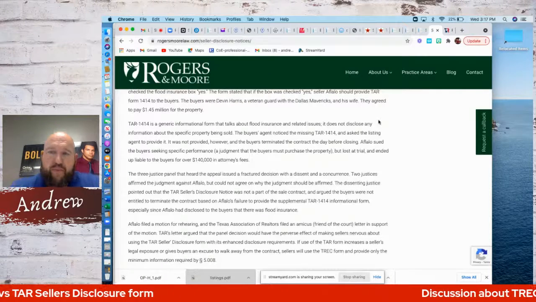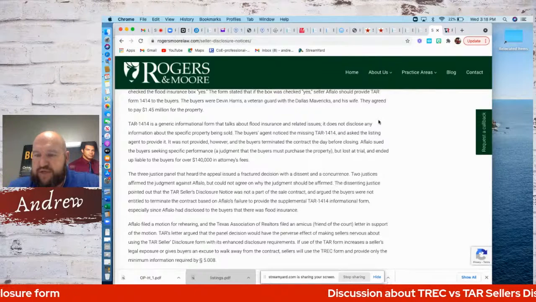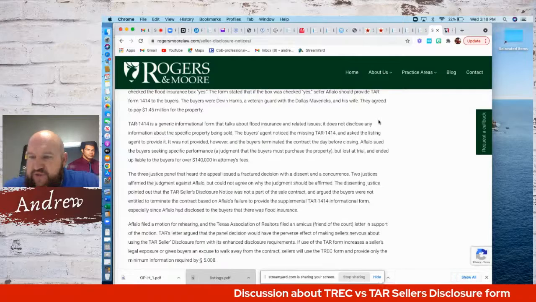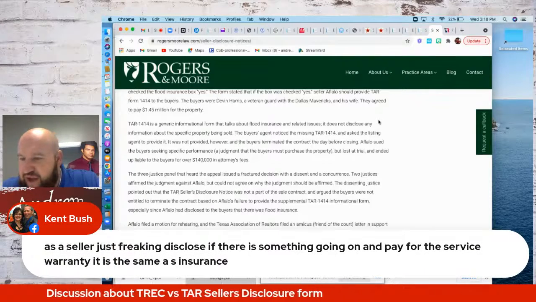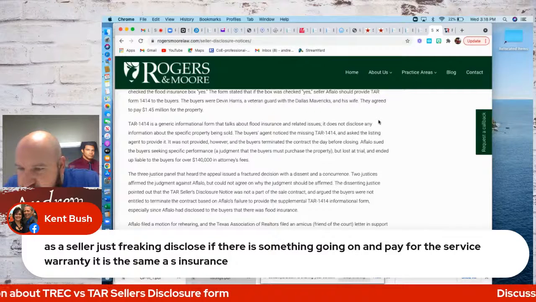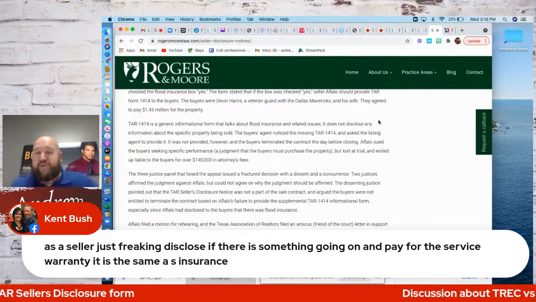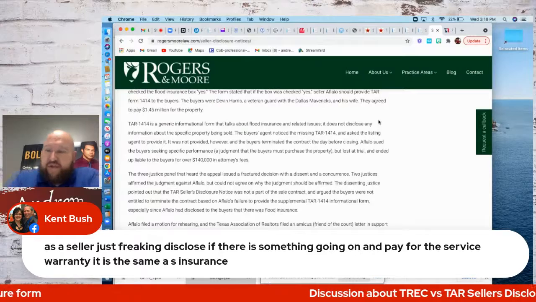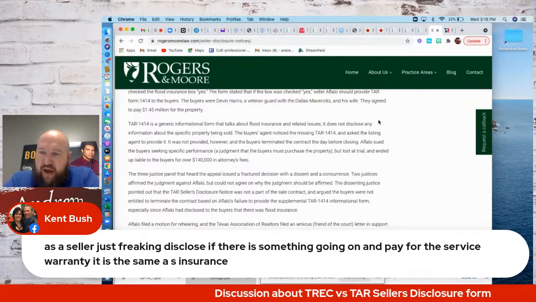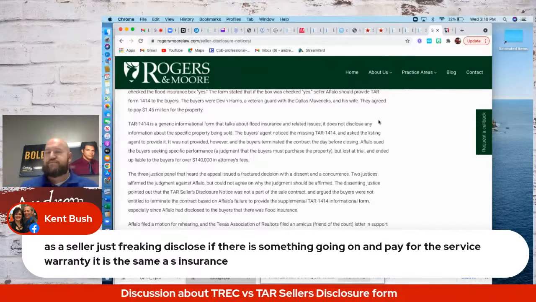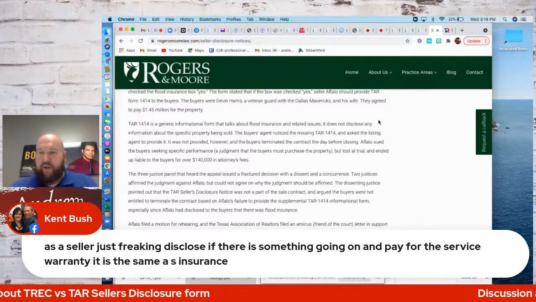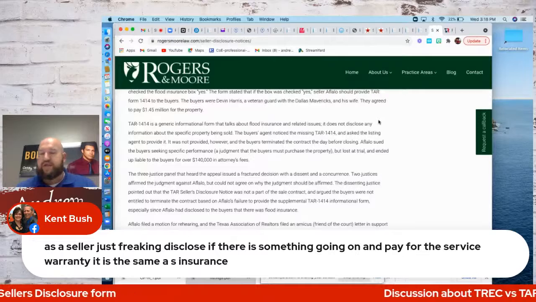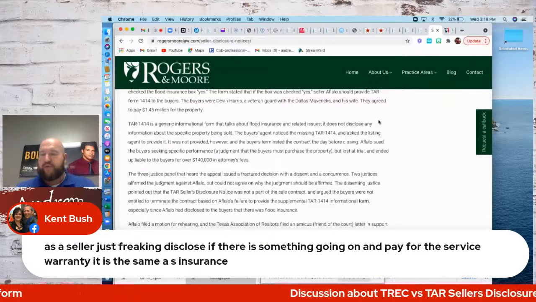How many times have people looked at this form and said, "Oh, we got something as a seller"? Just disclose if there is something going on and pay for the service warranty. It is the same as insurance. Absolutely, I'm a firm believer. Disclose. I'd much rather say, "I don't know if this is going to be a big deal or not, but I want to make sure you know about it." It makes your life a whole lot easier as long as you disclose what's wrong with it and how it's going to work.